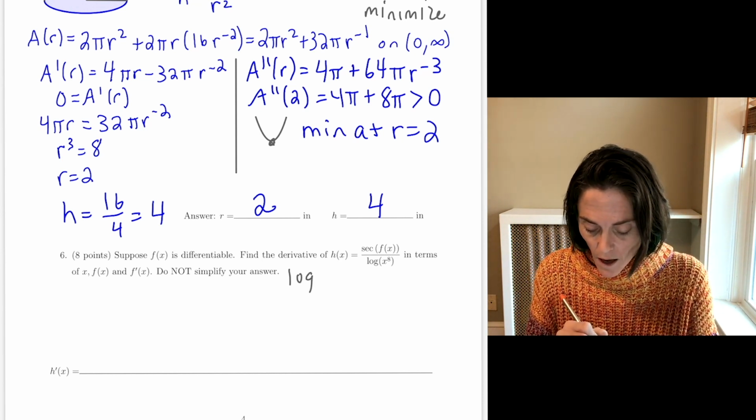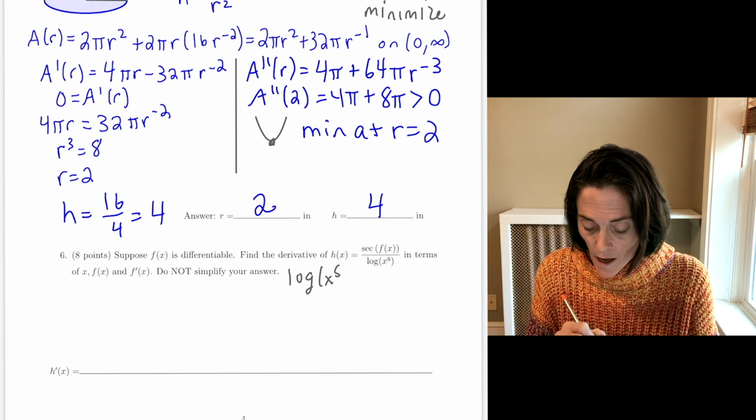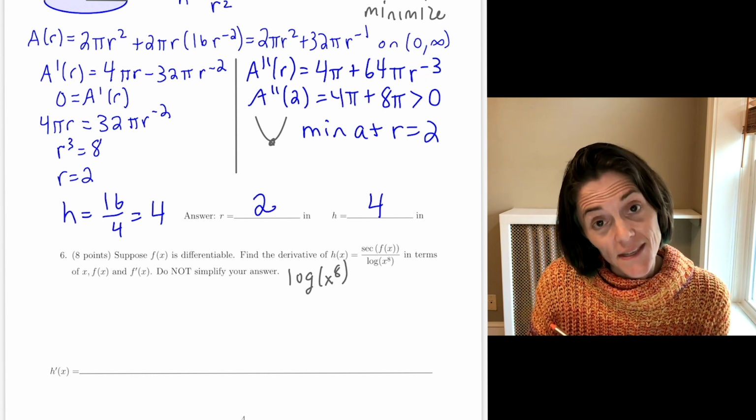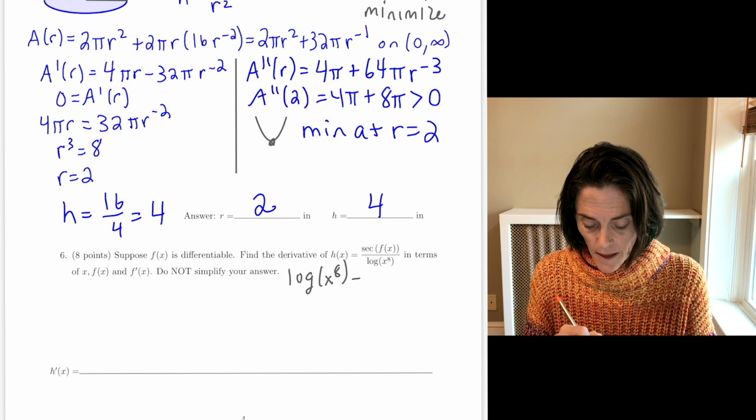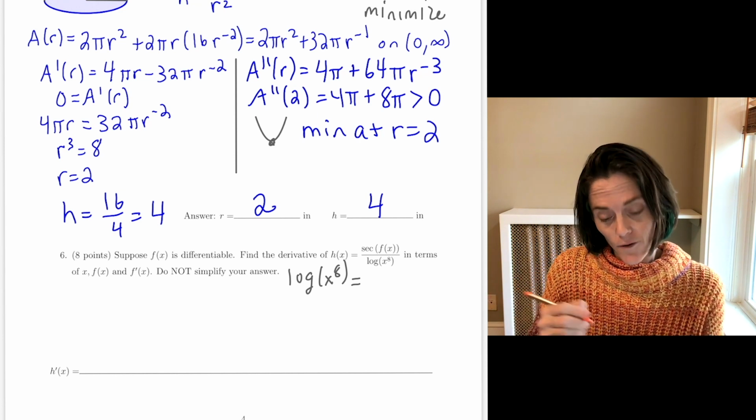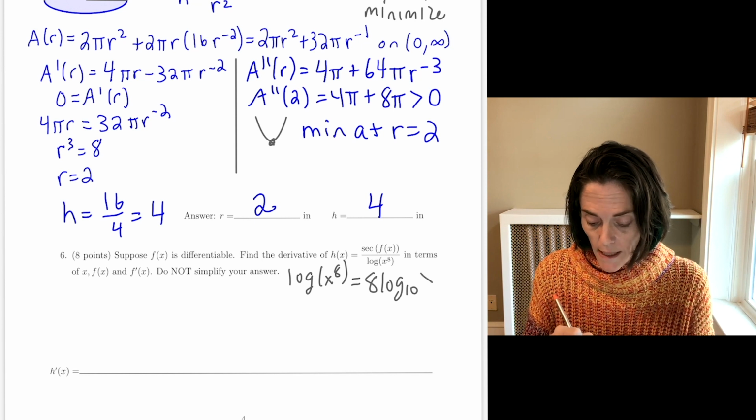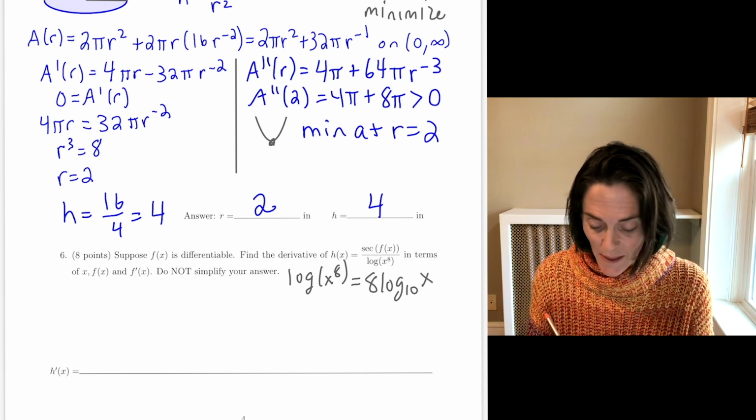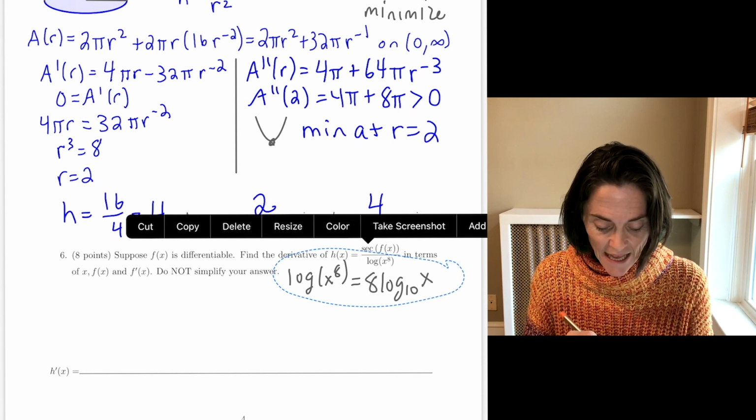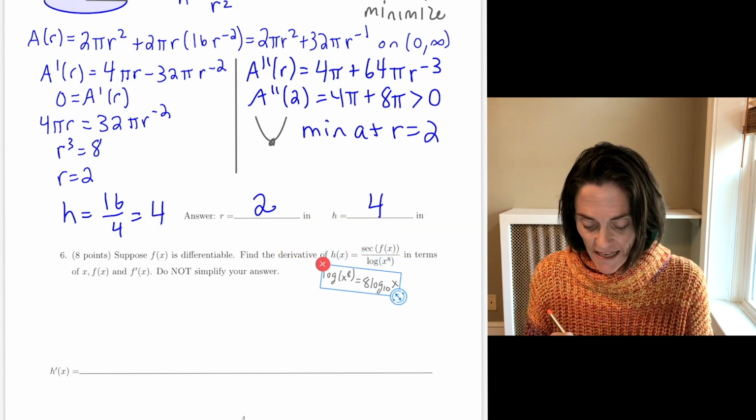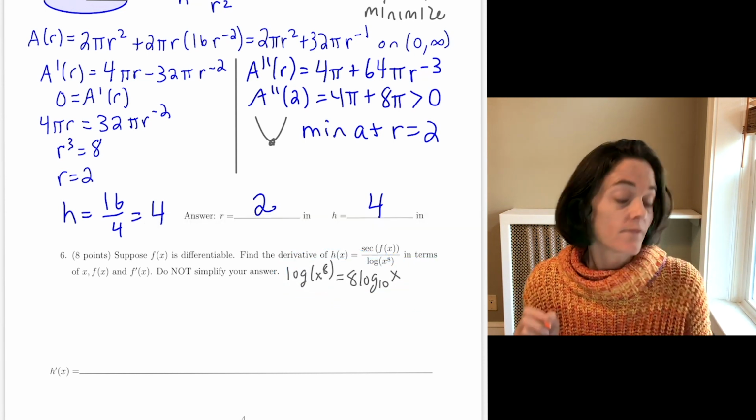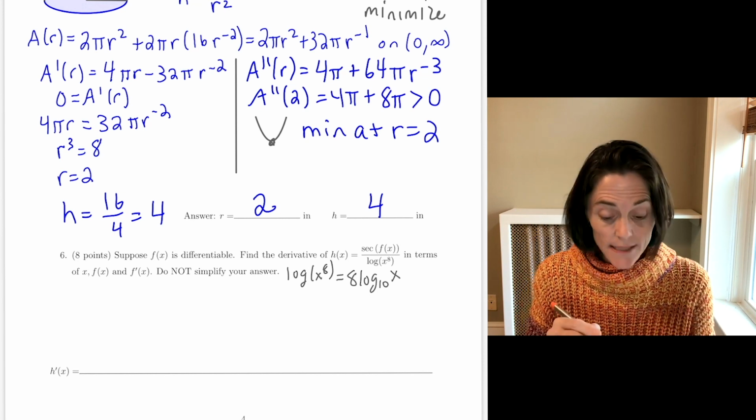You note that the log of x to the 8, first of all, what base is this? This is base 10. But moreover, I can bring the 8 out in front. So this is 8 log, and then I'll write the 10 so we see it. I'm just going to use this because in particular I need to differentiate, and it's easier to use that log property first. Okay, now let's get started.